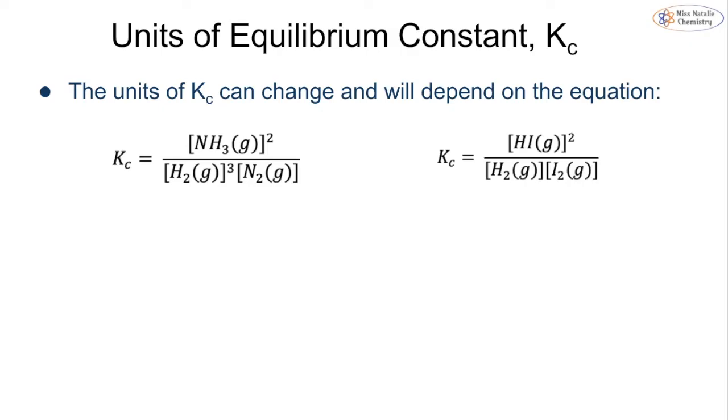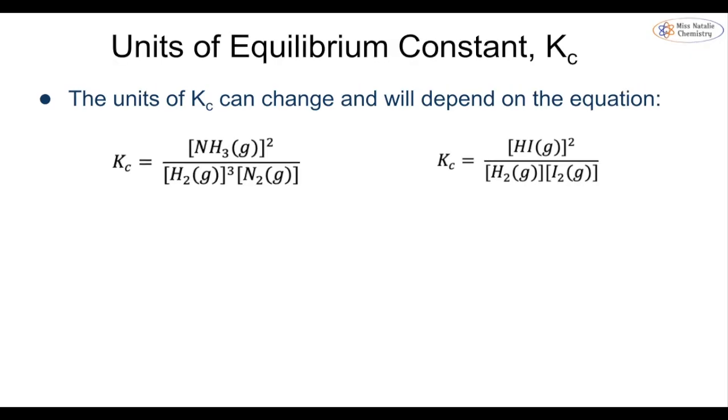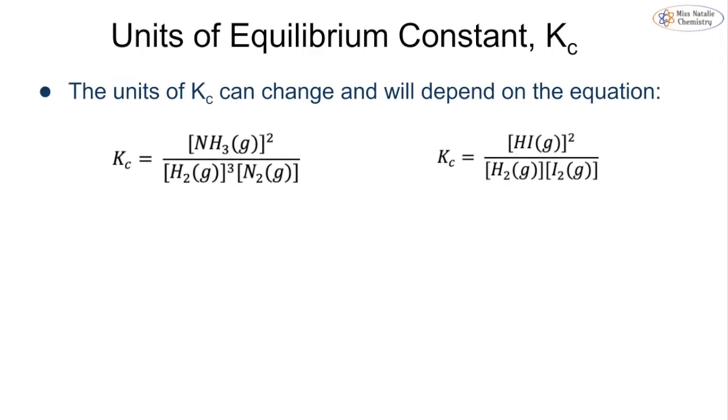Now, similar to our rate constant that we met back in topic 11, the units of Kc can change, and it all depends on the equation. We should know that the units of concentration are moles per decimeter cubed. So to calculate the units of Kc, we have to take into account how many moles per decimeter cubed we are multiplying.